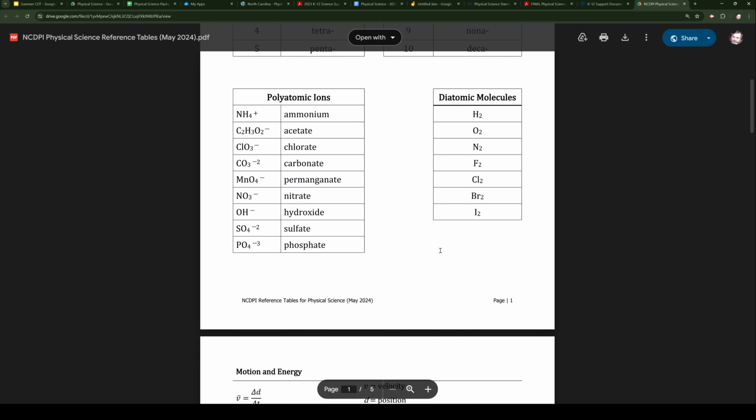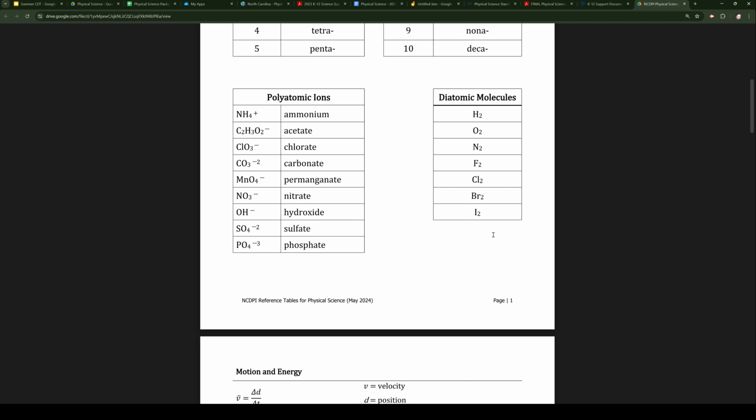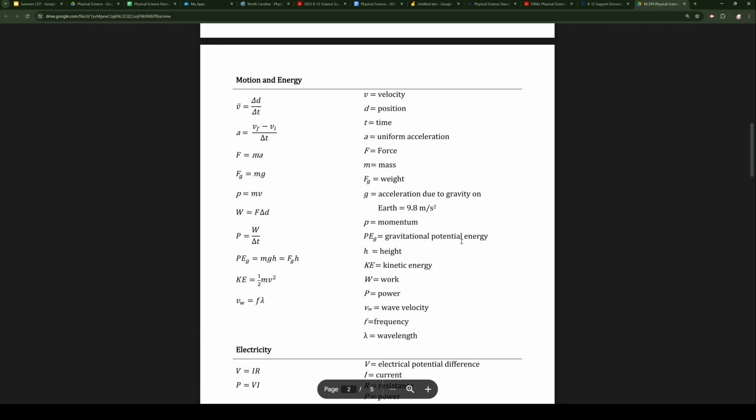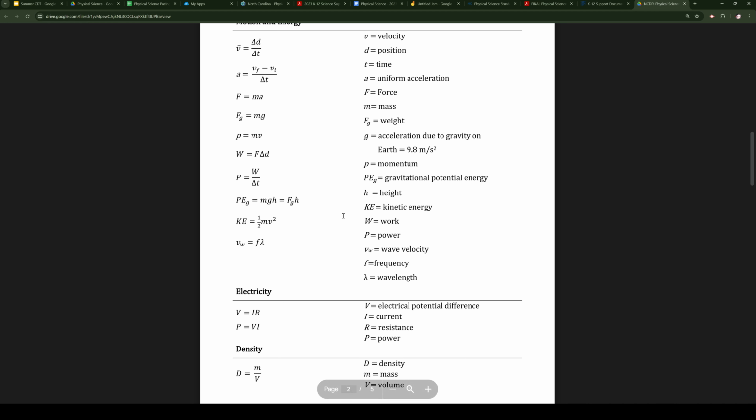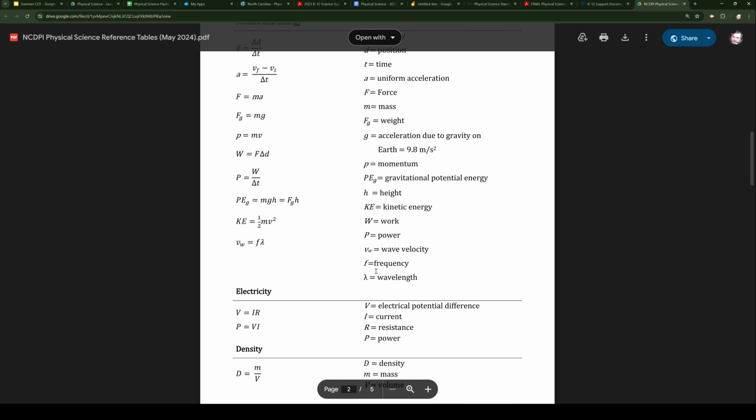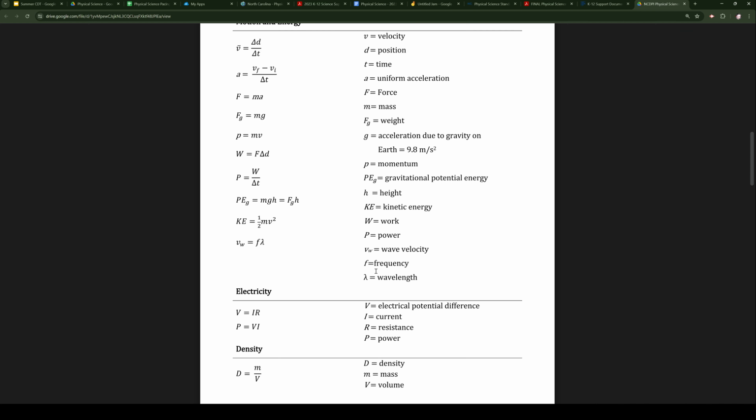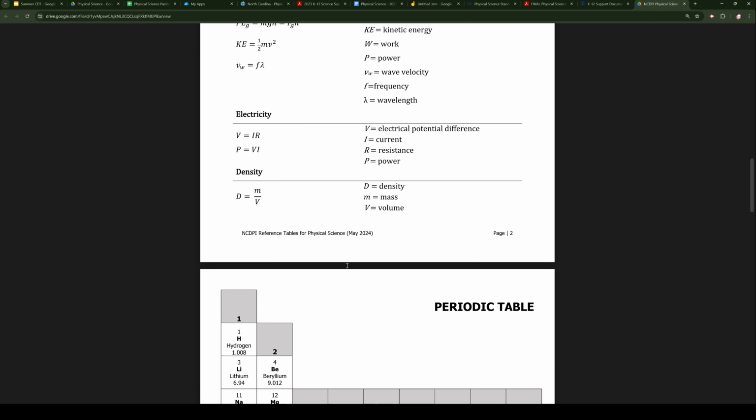I'm curious why they did that. I don't see where that's very useful, except if you're told to write out a chemical equation. You have to write it out, like you don't know the hydrogen's H2. The equations, thankfully, are all on one page now, and so I do like that. This isn't really any different from what we already had. So that's pretty much the same thing.